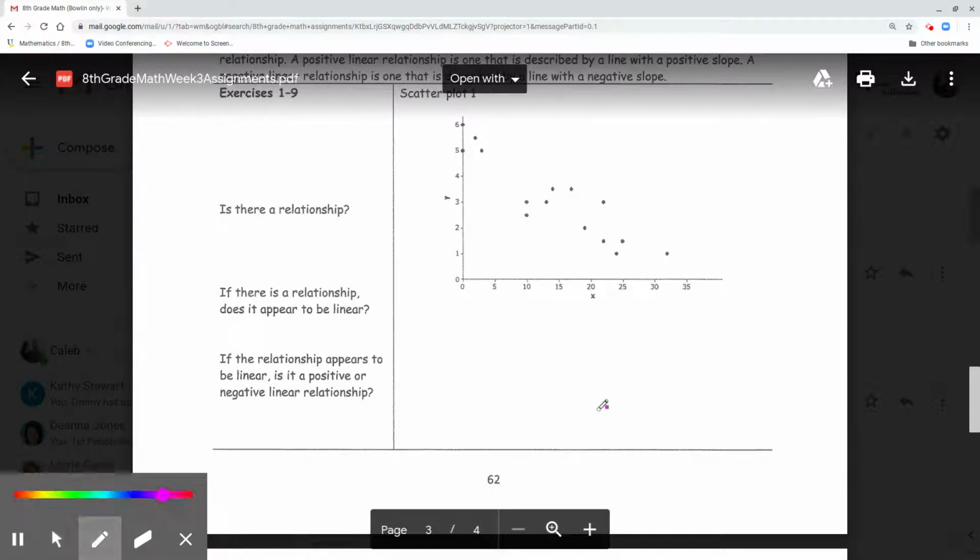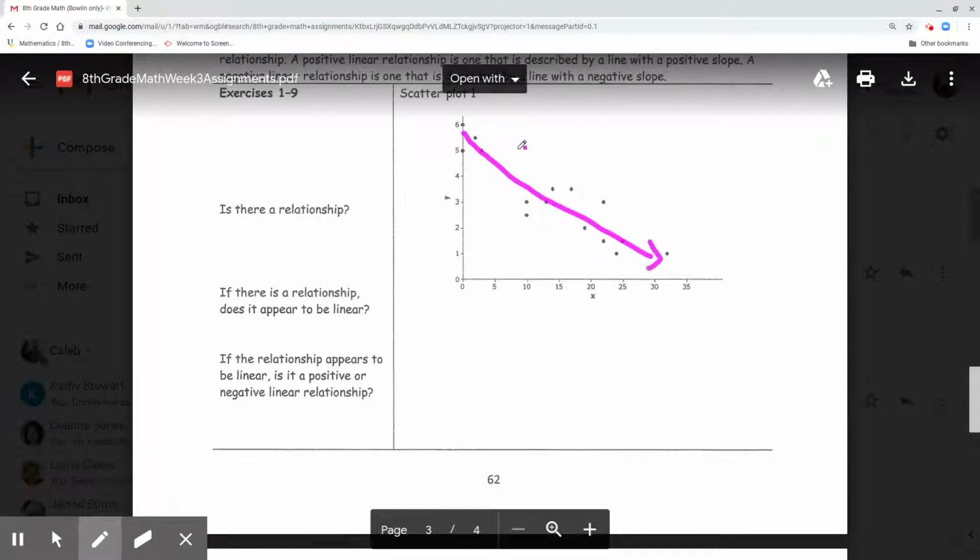All right, so here's the first scatter plot we're going to be analyzing and answering the questions about. The first thing it asks us is, is there a relationship? So we're looking to see if we think that the points have any kind of pattern to them, or are they randomly scattered around? In this one, they don't appear to be randomly scattered around to me. I feel like it's trending this direction because everything's pretty clustered together and they're all going from higher to lower. So I would say yes, there is a relationship.